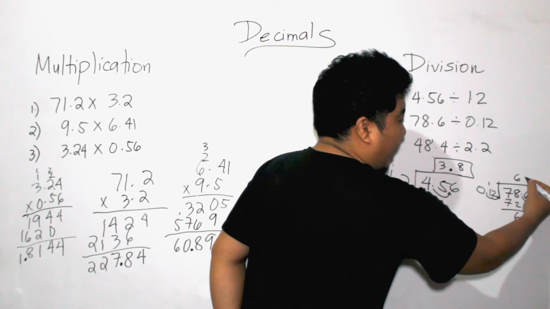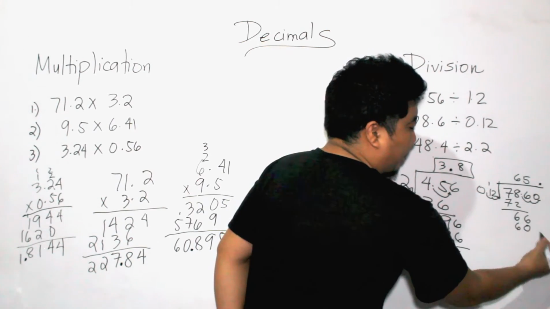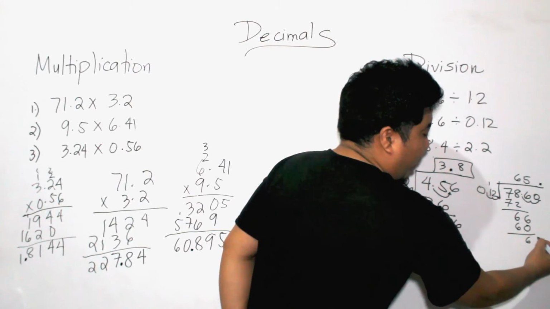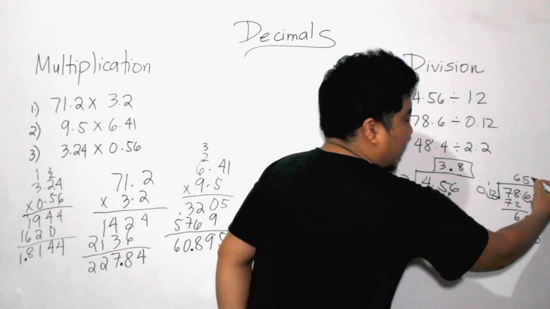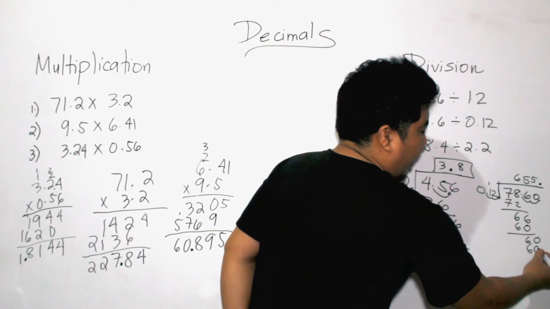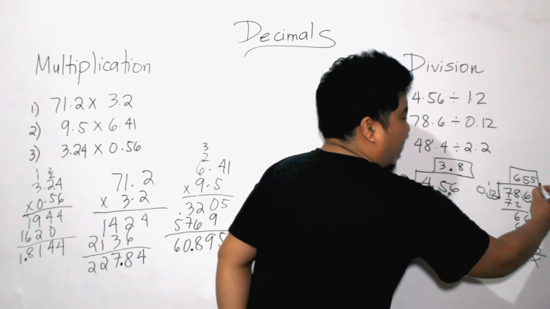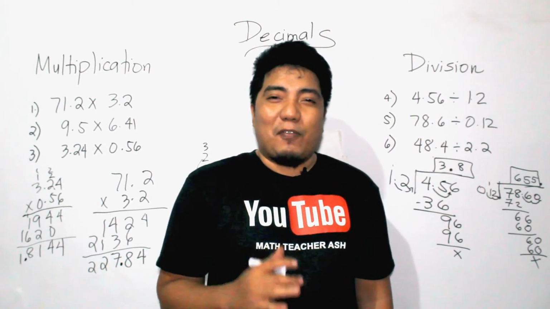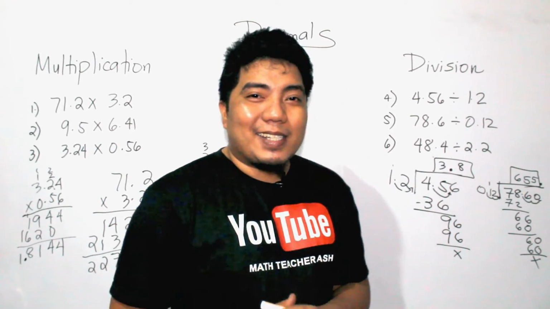So, we have 5. 5 times 12, that is 60. Okay? And we also have 6 here, and we bring down 0. So, 60 divided by 12, that is 5. 60, we don't have any remainder. Since this is a whole number, therefore, that will be our final answer, 655. Easy, right? Now, let us go to our final example.